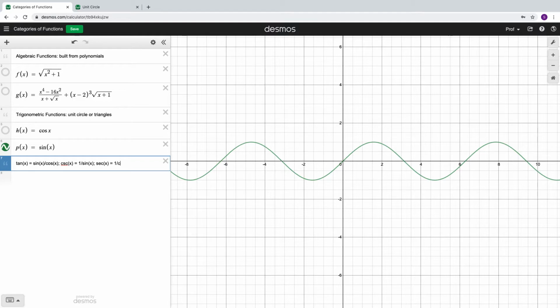Secant is 1 over cosine. And tangent is sine over cosine. But you can construct all of the other trig functions from sine and cosine.